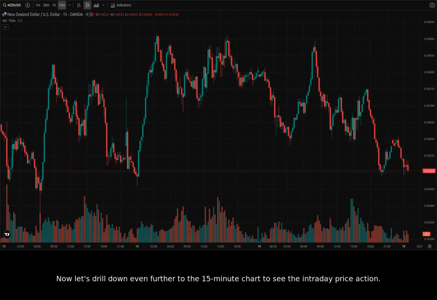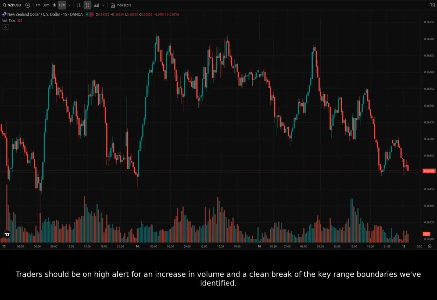Now let's drill down even further to the 15-minute chart to see the intraday price action. Here we can see the market's indecision in real time. Price action today has been very choppy, moving back and forth within the established hourly range. The volume is moderate, suggesting neither bulls nor bears are in full control just yet. We see multiple tests of the 0.5650 to 0.5660 support area and rejections from the levels above 0.5670. This tight coiling pattern often precedes a significant breakout. Traders should be on high alert for an increase in volume and a clean break of the key range boundaries we've identified.